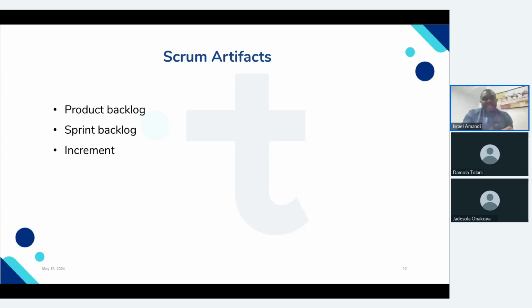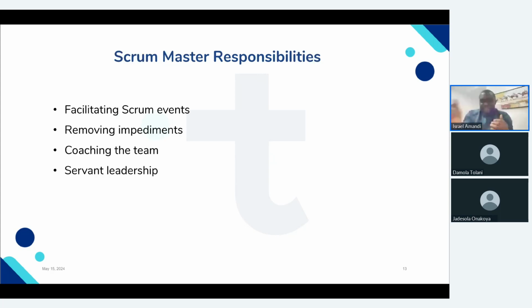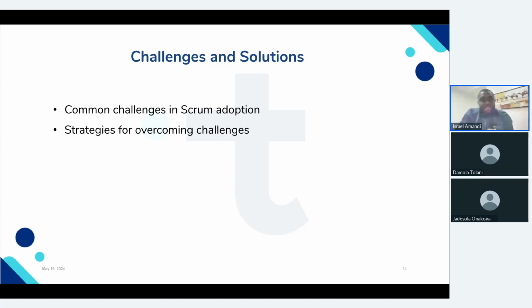Real life. So that being said, Scrum Master responsibilities, there's so much, but we've just listed a few: facilitating Scrum events, removing impediments, coaching the team, and a big one, servant leadership. And then the challenges and solutions you will definitely have are common challenges in Scrum adoption. Although, just like I mentioned, even in the Scrum guide, you'll be told it's easy to understand, right? But hard to implement. That doesn't say it's so difficult. It's just that every day you learn and you improve on yourself.